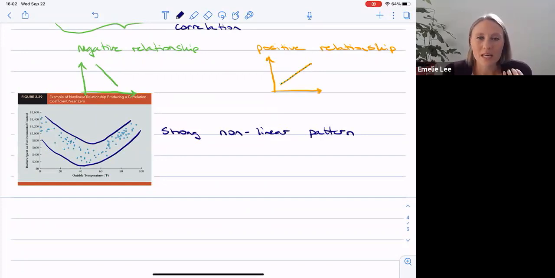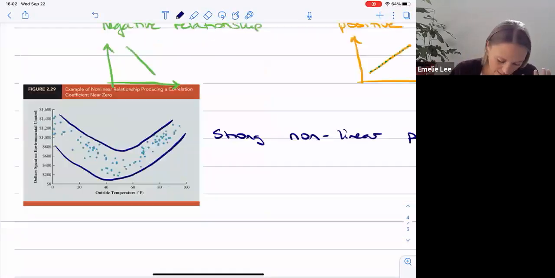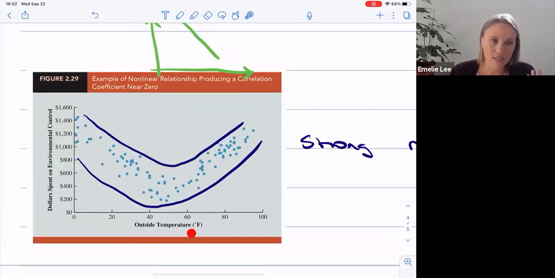What happens is that we have an X, which is the outside temperature, and we have a Y, which is the dollars spent on environmental control. Fine. So we could calculate the correlation here, but the correlation is going to be approximately 0.